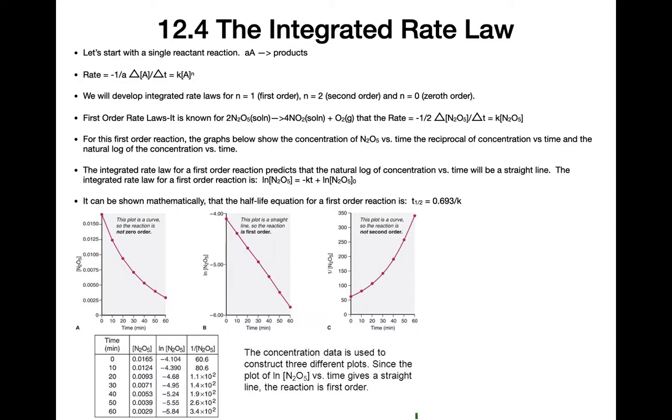So I've identified it in the equation as N2O5 at time 0. So at the beginning of the reaction, you have some initial concentration of N2O5. The natural log of that would be b, the y-intercept. Then the x would be t, y equals mx plus b. And it turns out that m, the slope, which is negative, is actually negative k. This comes from the derivation using the calculus.